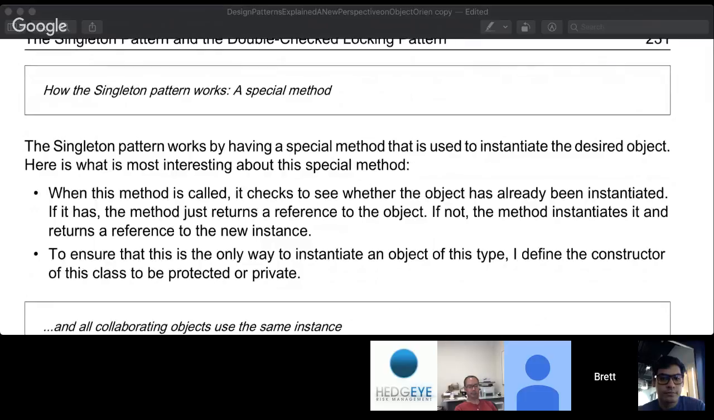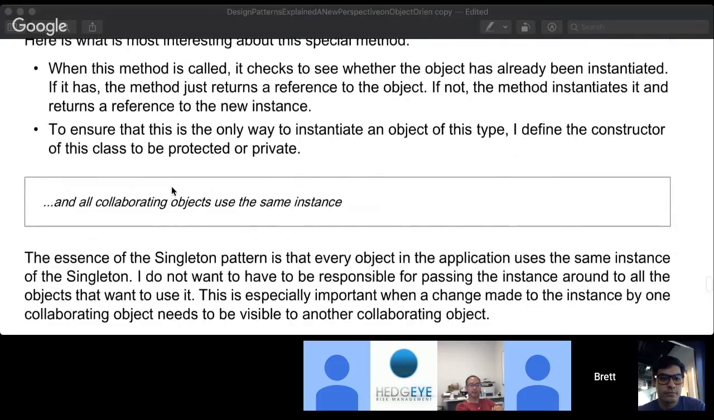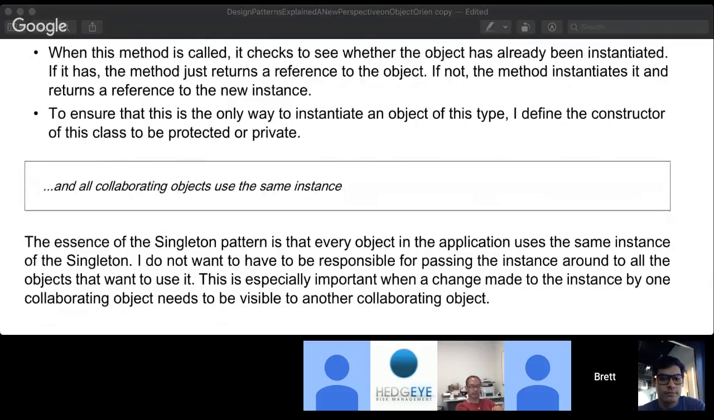The singleton pattern works by having a special method that is used to instantiate the desired object. When this method is called, it checks to see whether the object has already been instantiated, and if it has, the method just returns the reference to the object, and if it hasn't, it creates it, instantiates it, and returns the reference of the new instance. The way that this is done typically, I guess, is to define the constructor of this class to be protected or private. So you're not really calling new on the object, you're calling some other method, which will in turn call new, depending on what language, I guess.